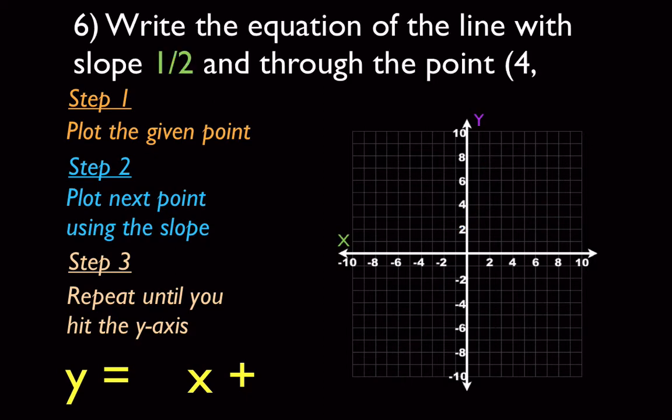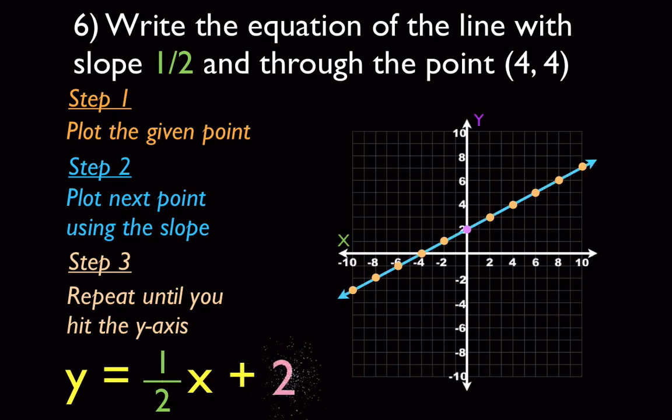Okay, example number 6. Write the equation of the line with slope 1/2 through the point 4 comma 4. Alright, so we're going to start with our slope of 1/2. We know that one for sure. Next, we're going to start by plotting our point at 4 comma 4. Slope of 1/2 means up 1 over 2. And I can go ahead and repeat that. Again, I'm looking for it to hit the y-axis, which it does right there. So my y-intercept is 2. And the problem is done.